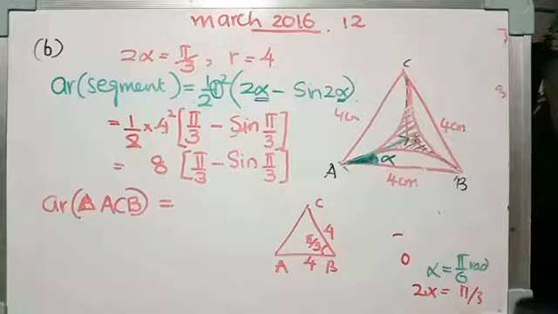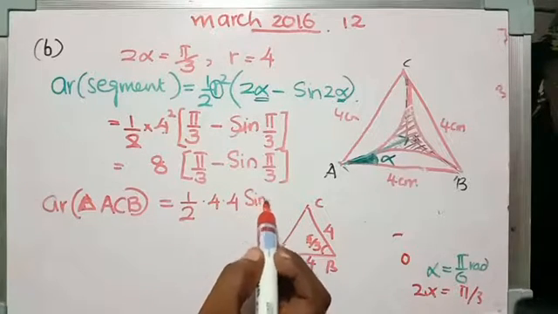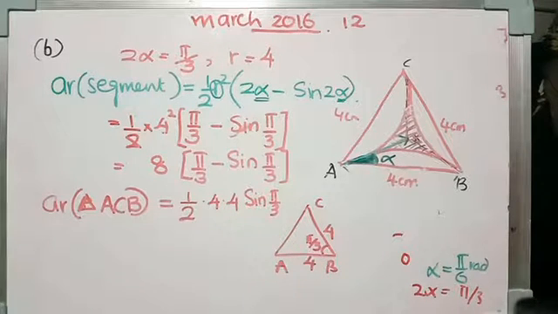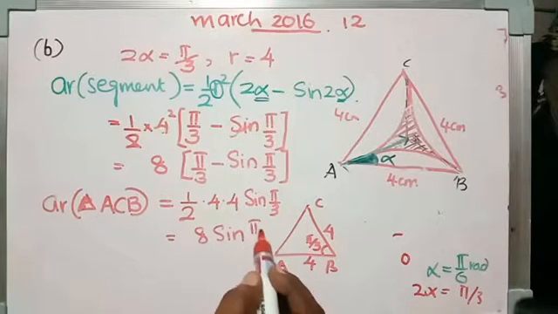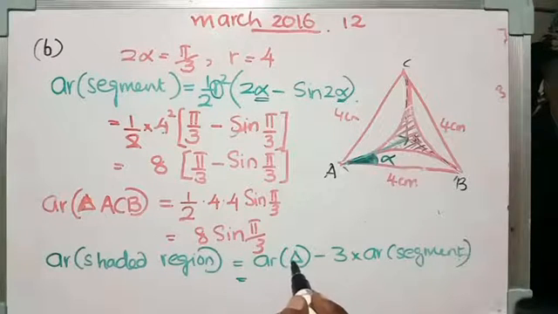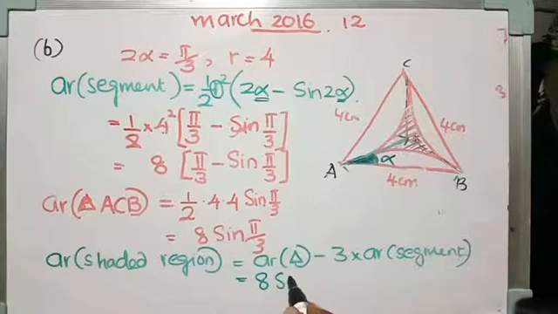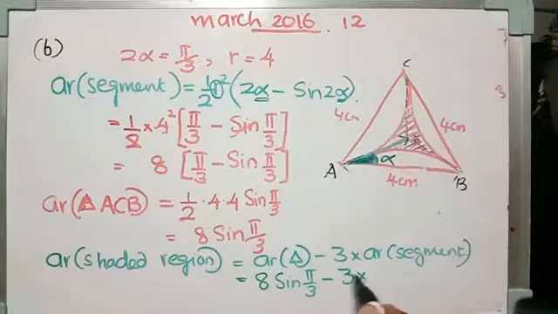So we can use the area of a triangle using trigonometry as half AB sine C, which is half into 4 into 4 sine pi by 3. So we get the result as 8 sine pi by 3. Right? So area of shaded region is equal to area of triangle minus 3 times area of segment. Area of triangle is 8 sine pi by 3 minus 3 times area of segment.